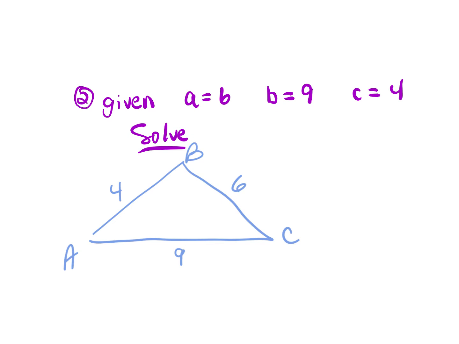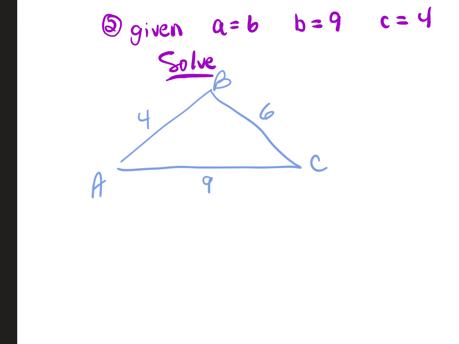How should I start this problem? What should I look for first? What angle? The longest side is across from the largest angle. So I know that I'm going to have to find angle A, angle B, and angle C. I'm solving this triangle. But you should start off, guys, with solving to find the largest angle across from the longest side. So I'm going to look for B first.